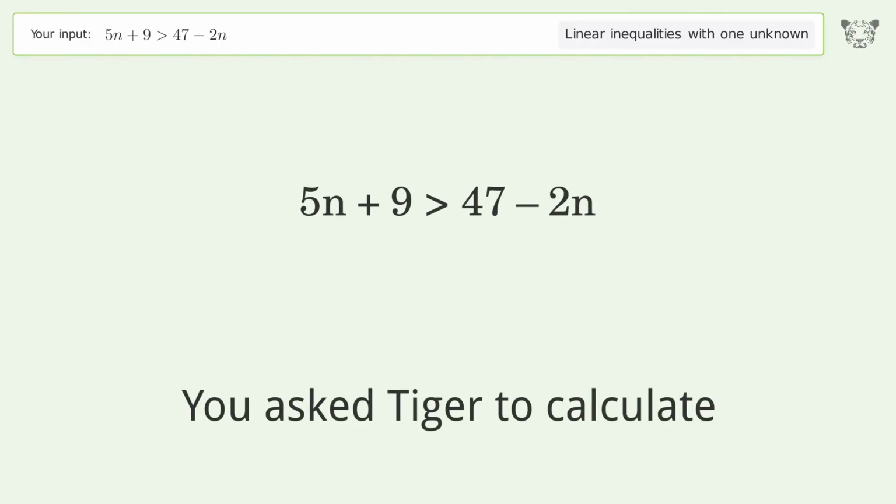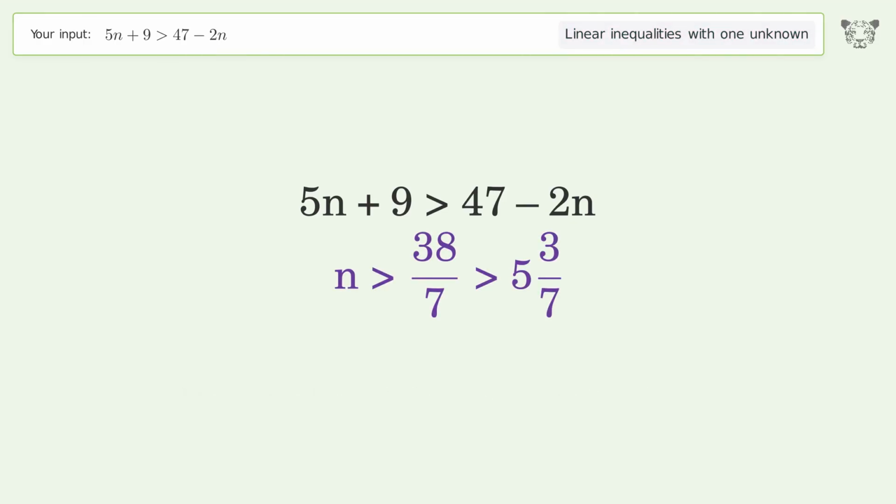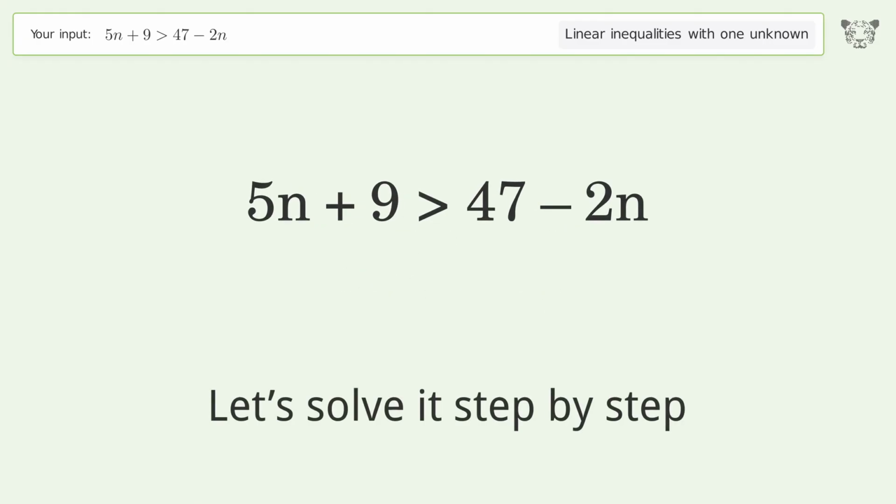You ask Tiger to calculate. This deals with linear inequalities with one unknown. The final result is n greater than 38/7 greater than 53/7. Let's solve it step by step.